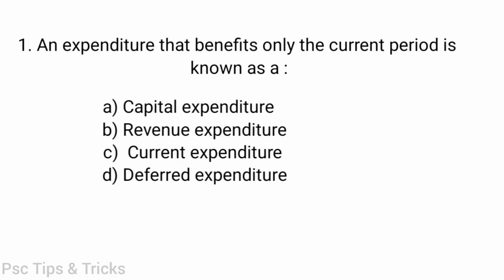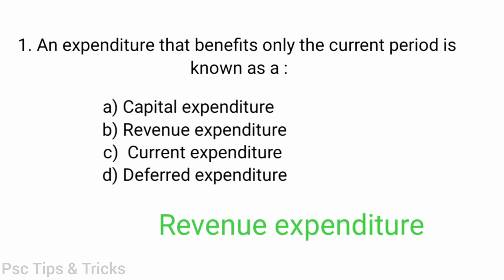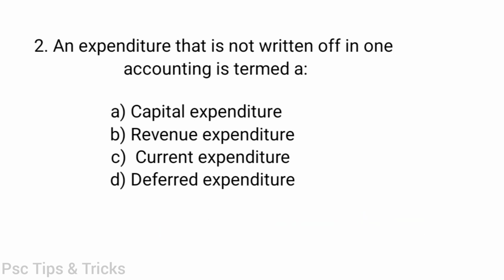Question. An expenditure that benefits only the current period is known as a capital expenditure, revenue expenditure, current expenditure, deferred expenditure. Revenue expenditure. An expenditure that is not written off in one accounting period is termed as capital expenditure, revenue expenditure, current expenditure, deferred expenditure.